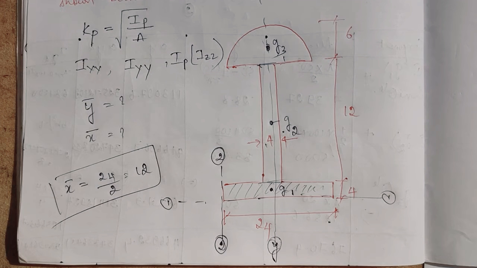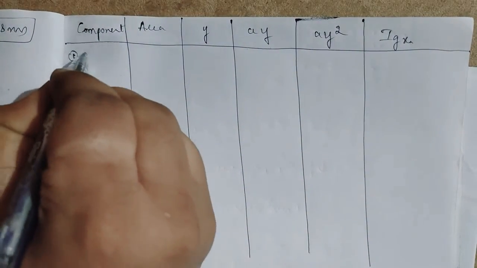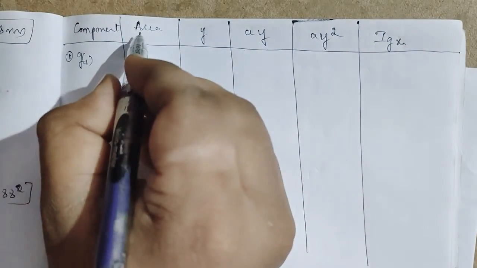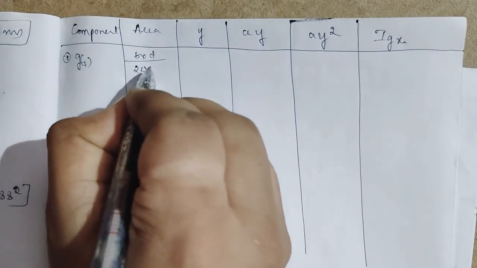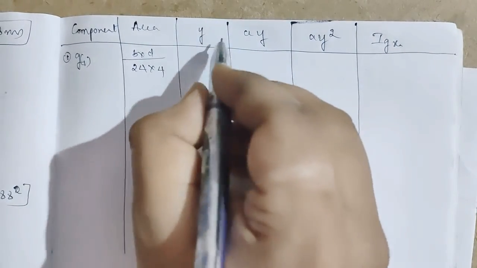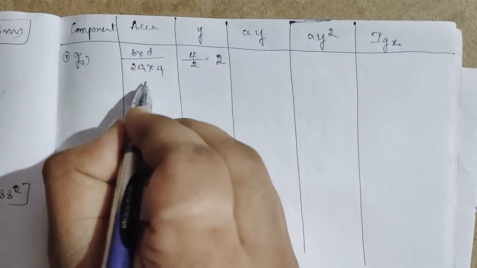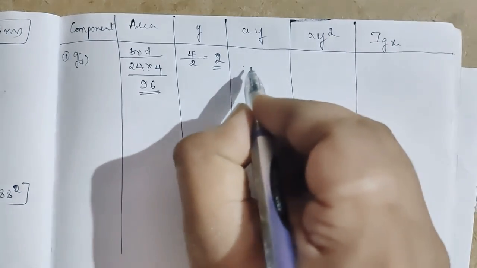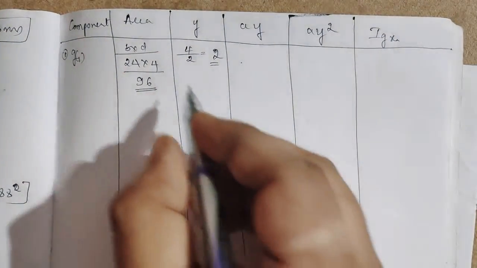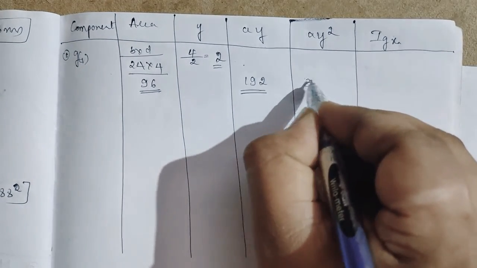I'll carry out the procedure. I'll write the column and I'll let you know. So now I'll take the diagram one. The first one I marked is G1. It is the rectangle with the breadth and depth, so 24 into 4. The value of y is 4 by 2, it is 2. So 24 into 4 is 96. So a into y will be 96 into 2, 192. So ay bar will be 384.